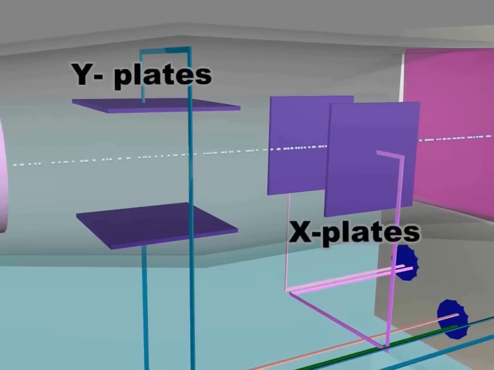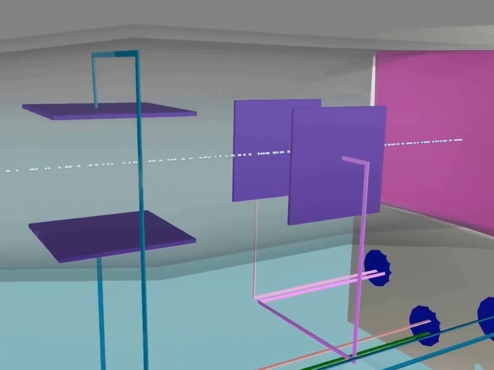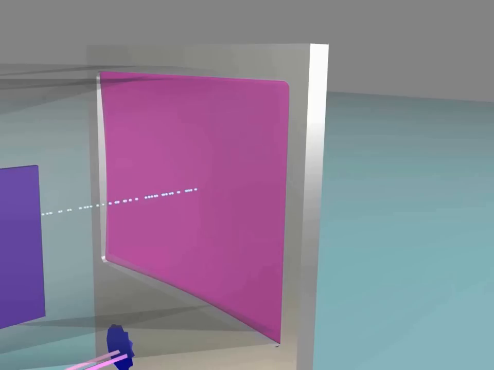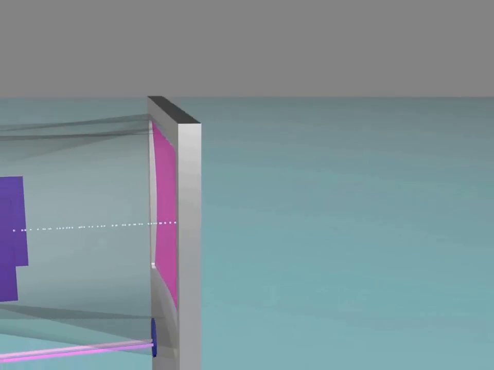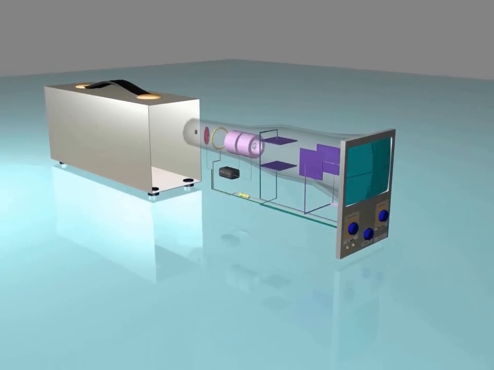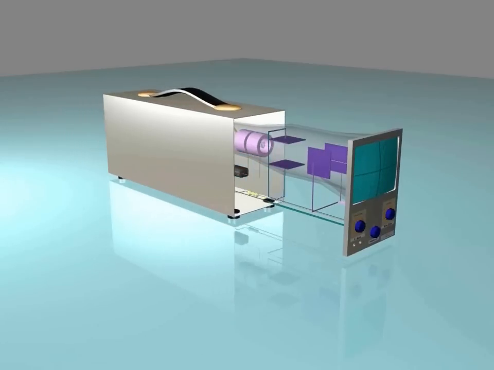The other two plates are named the X plates, and they are responsible for deflecting the beam horizontally left and right across the screen. The voltage on the X plate is controlled by a button on the interface. This button is referred to as the time base. The third main part of the oscilloscope is the fluorescent screen. This screen is plated from inside with a layer of a substance that is sensitive to electrons. It gives a bright spot on the position where the beam of electrons falls on the screen.